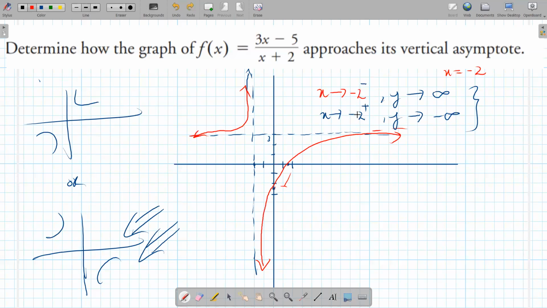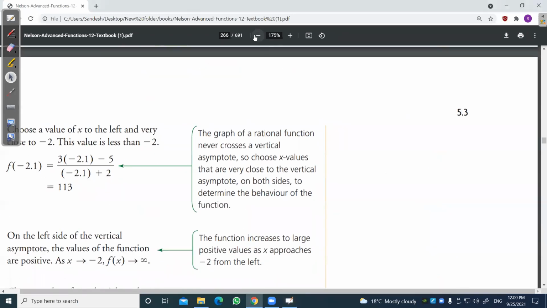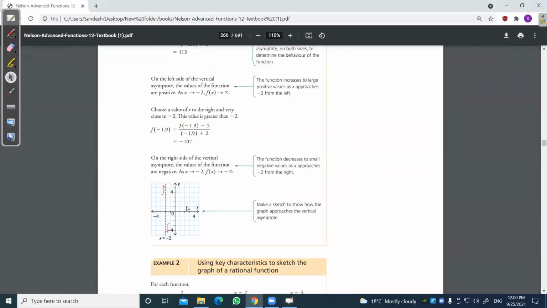-2 from the negative side and -2 from the positive side. And you do a lot more of this in the next course.